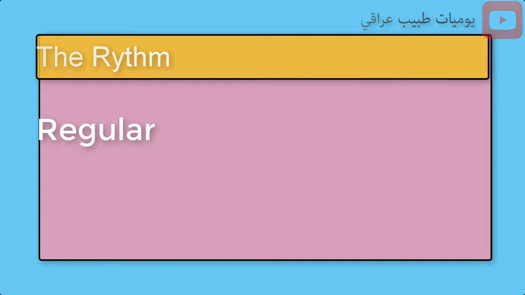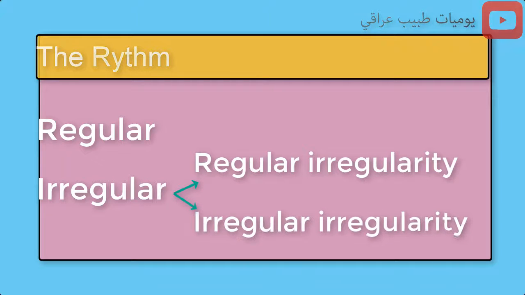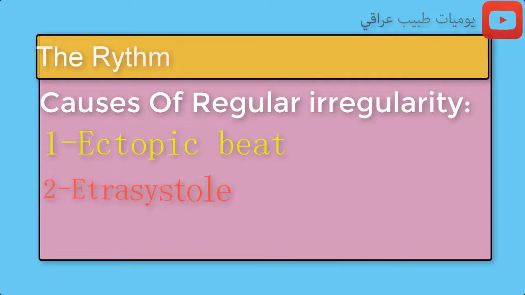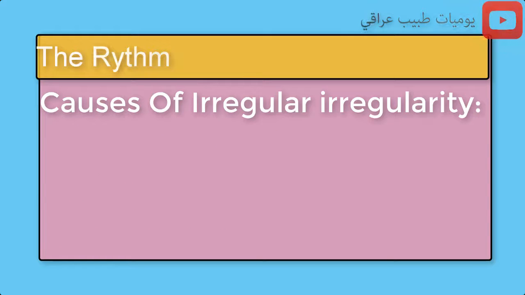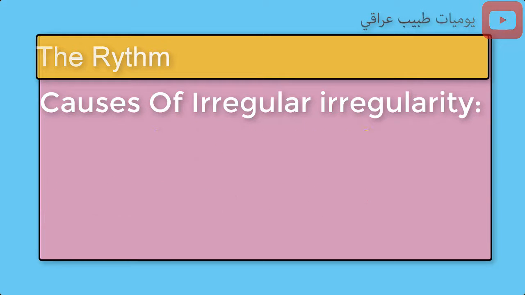The rhythm. It is either regular or irregular. The irregular rhythm is divided into regular irregularity and irregular irregularity. Causes of regular irregularity: ectopic beat, extrasystole, and premature beat. Causes of irregular irregularity: it is either atrial fibrillation or multiple ectopic beats.